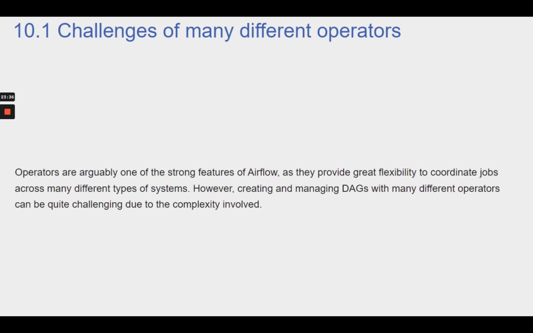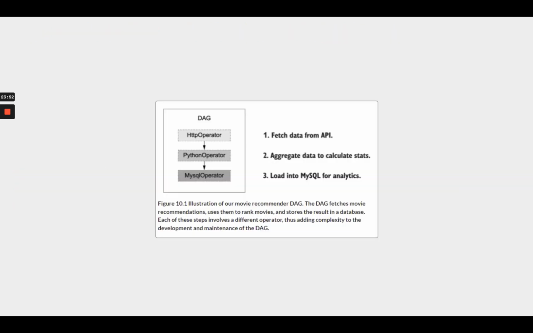Section 10.1. Challenges of many different operators. Operators are arguably one of the strong features of Airflow, as they provide great flexibility to coordinate jobs across many different types of systems. However, creating and managing DAGs with many different operators can be quite challenging due to the complexity involved. To see why, consider the DAG in Figure 10.1, which is based on our recommender use case from Chapter 8. The DAG consists of 3 different tasks: fetching movie recommendations from our movie API, ranking movies based on the fetched recommendations, and pushing these movies to a MySQL database for further use downstream.